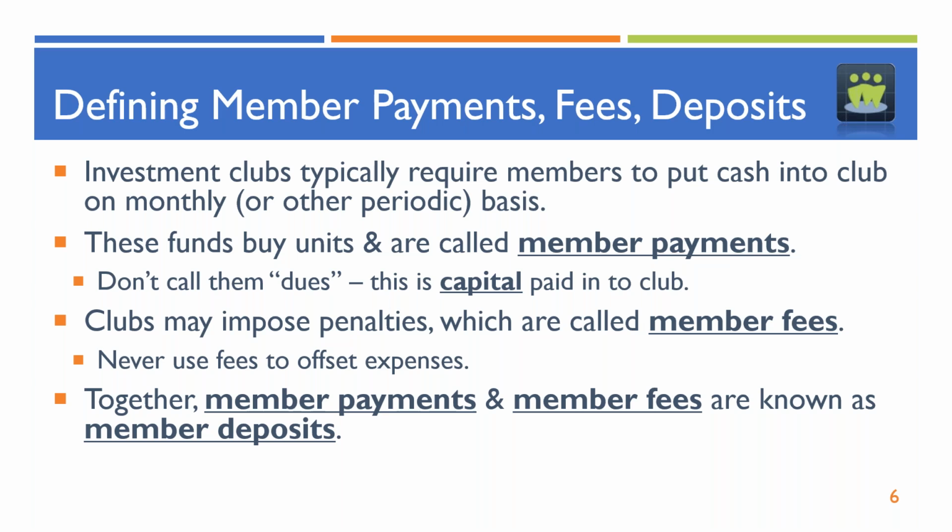Now, clubs may also impose penalties, which are called member fees. And those fees are also paid in by members into the club. They don't purchase units, and we recommend that you never use fees to offset expenses, only use them for penalty situations. And together, we talk about member payments and member fees as member deposits. So the treasurer can make member deposits that may be inclusive of member payments and member fees.